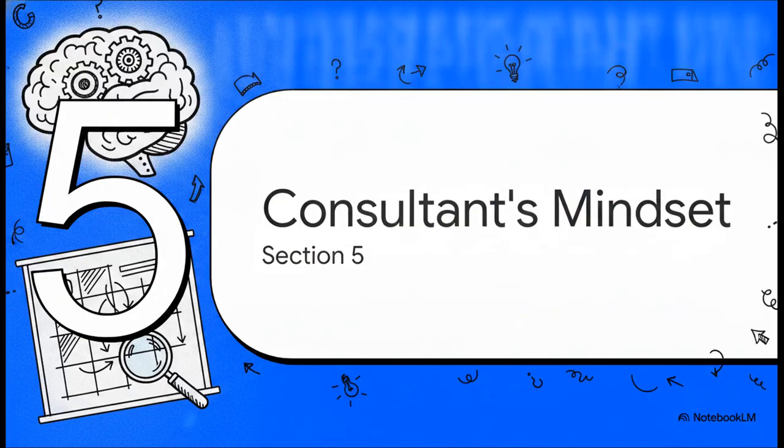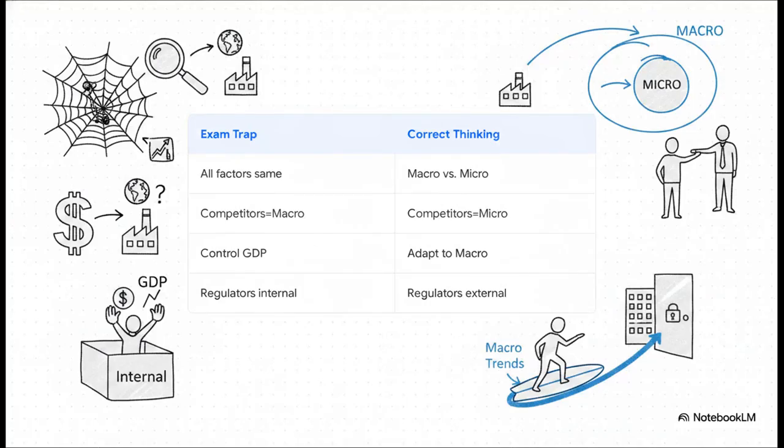And that leads us perfectly into Section 5, the consultant's mindset. Let's talk about the exam for a second. Here are the 5 concepts most likely to be tested on the CSCA exam through some pretty tricky scenarios. Concept 1, differentiating adaptation versus control. Concept 2, correctly identifying competitors as micro, not macro forces. Remember, they are direct and specific.